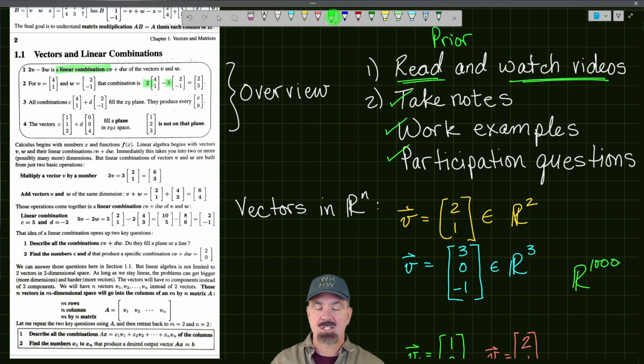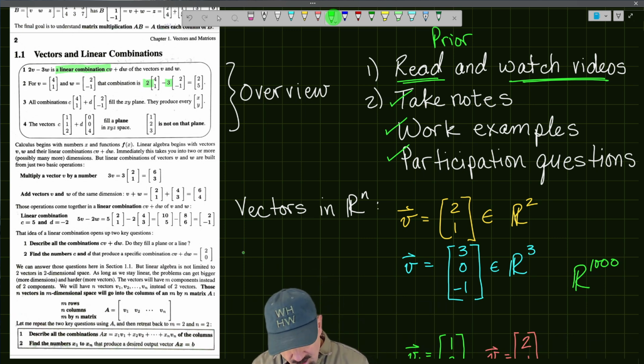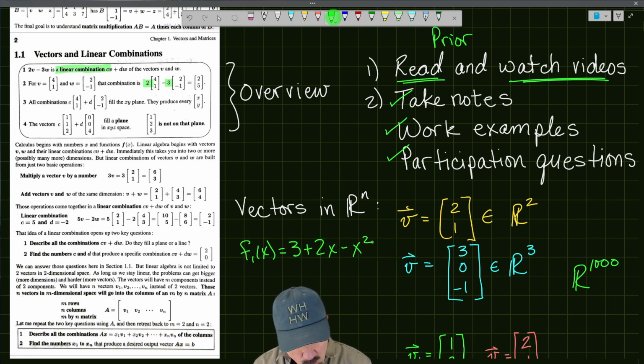Everything we're talking about applies to vectors of any finite dimension that we can come up with. And another thing, which we'll talk about in part a couple of weeks down the road, but I just want to make you aware: all of these ideas from linear algebra apply also to functions. You can think for a minute about a function f1 of x equal to 3 plus 2x minus x squared. And this is really just a linear combination of the set of 1, x, and x squared.